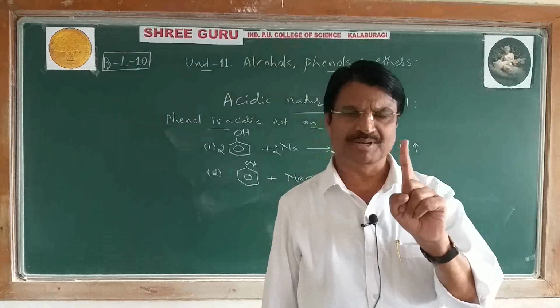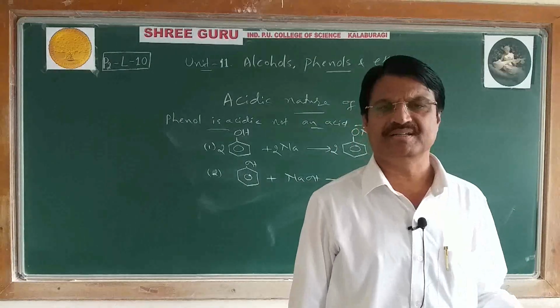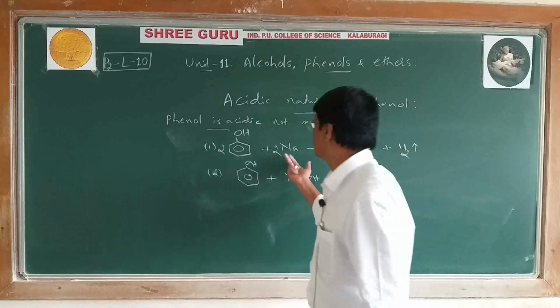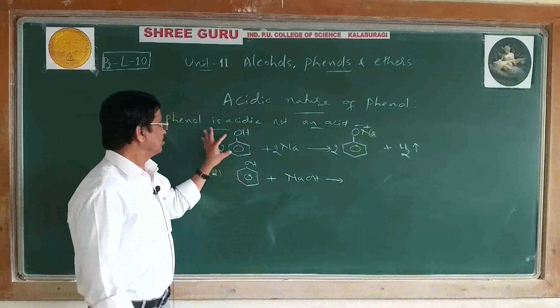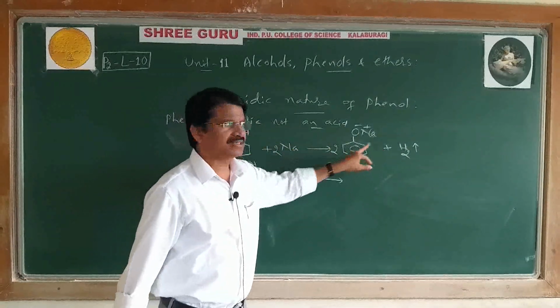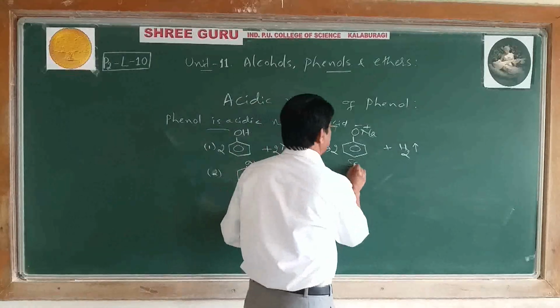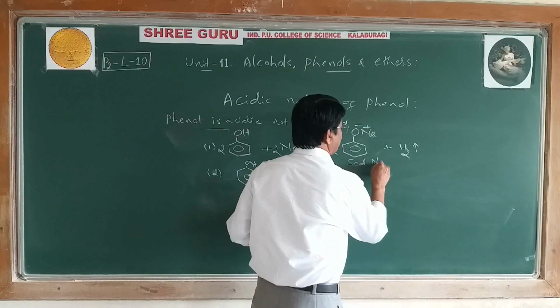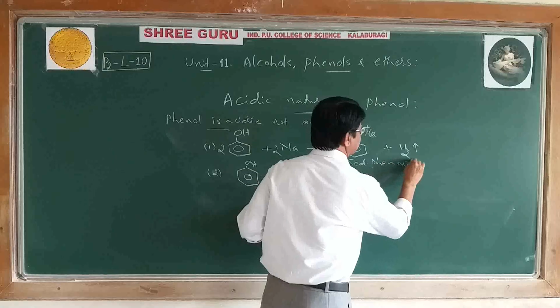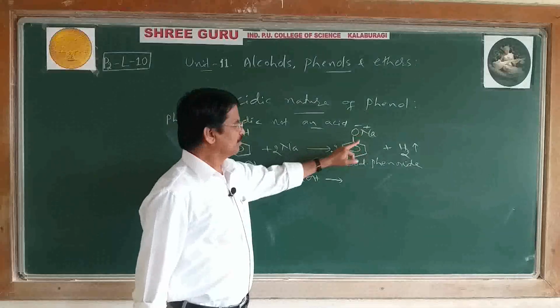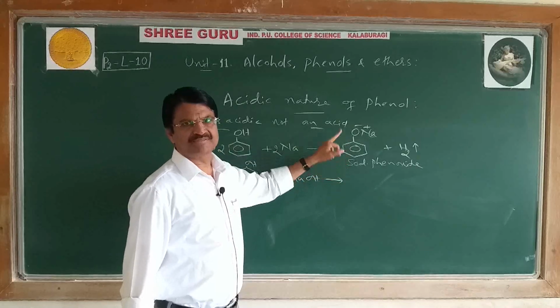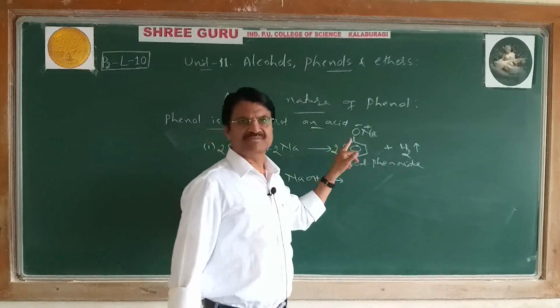Give a reaction to show that phenol is acidic. There is a question carrying 1 mark. Okay, write this equation: phenol reacts with sodium metal, liberating hydrogen gas, and sodium phenoxide is formed. It is also called sodium phenate.